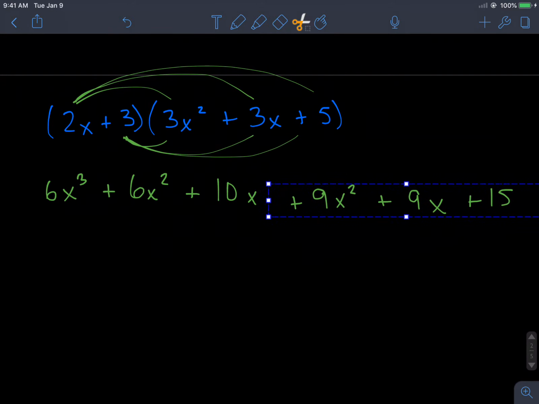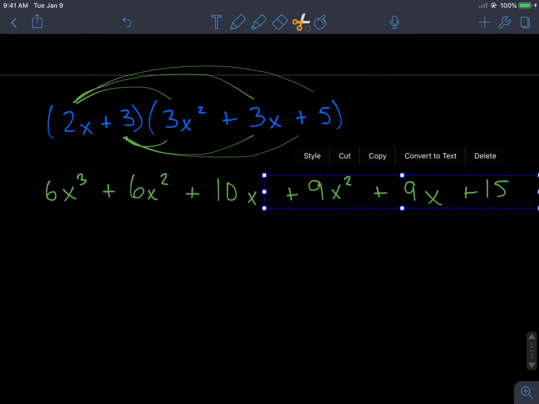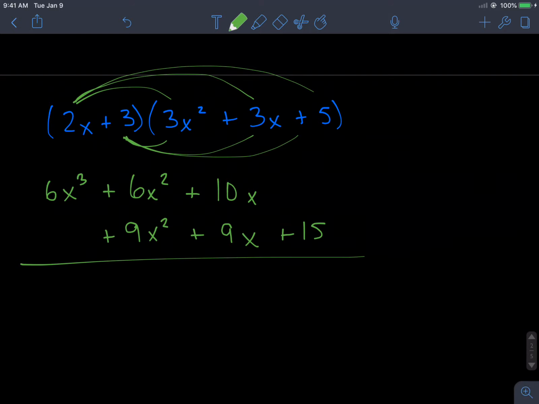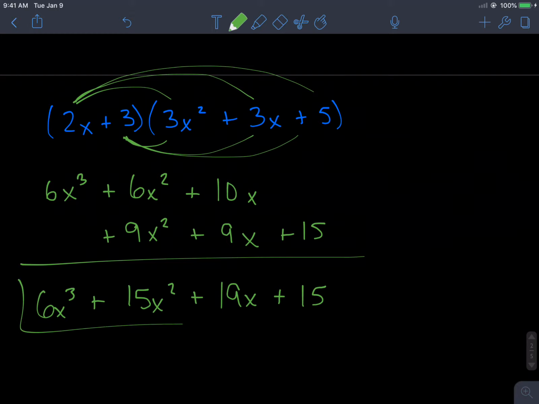And you can imagine that as we get to something that's maybe a little bit longer, it might be difficult to look through all of that and find your like terms when we get to some of the longer ones. So doing it like this helps keep it organized. We just add straight down, so we would have 6x cubed plus 15x squared plus 19x plus 15, and there we go. Okay. So it's really just distributing. It's the same as FOILing, but we have a little bit more to work with.